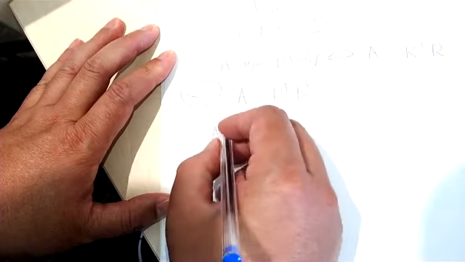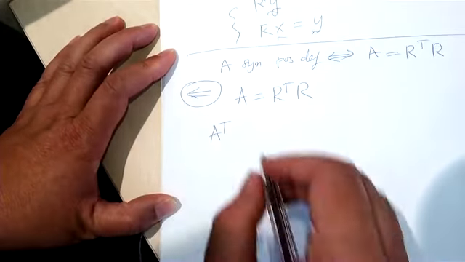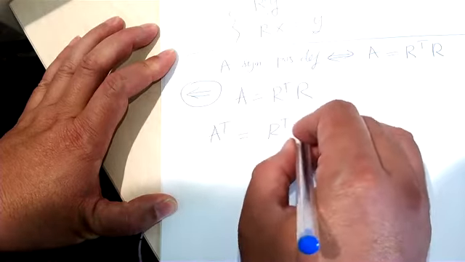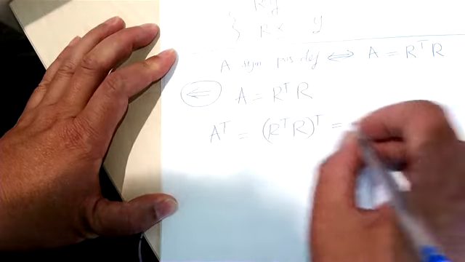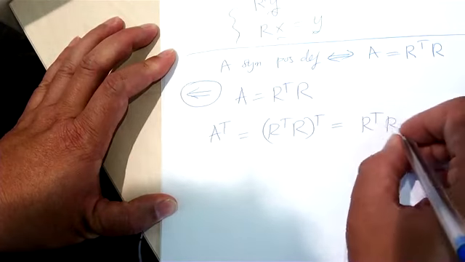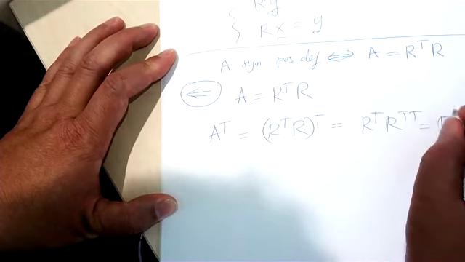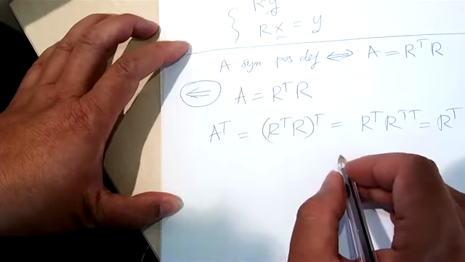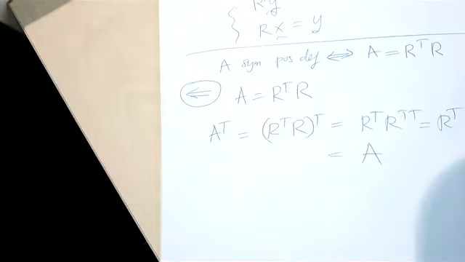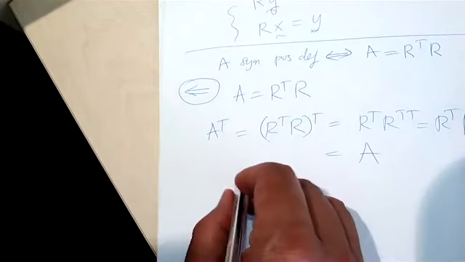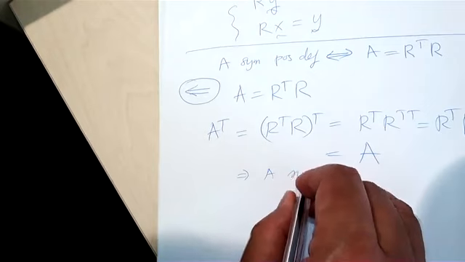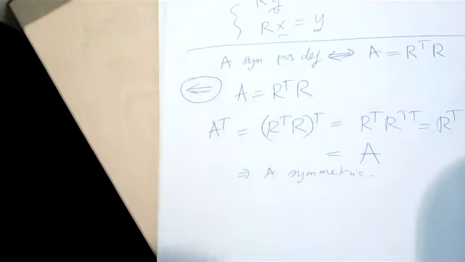Then A transpose will be R transpose R, all transposed. And this becomes R transpose transpose, where it's just R transpose R, which is just equal to A again. So I just say that A transpose equals A, which means that A is symmetric. And another property is positive definite.